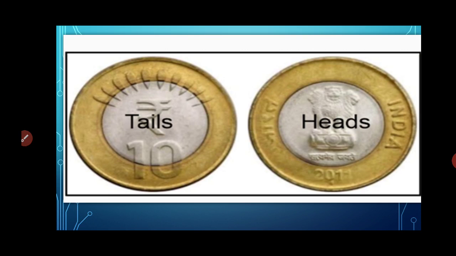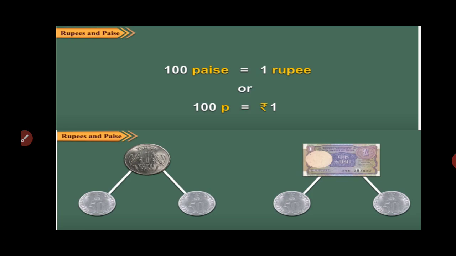Children, a coin has two sides. The side which displays the number or the value of the coin is called the tails, and the other side is called the heads. So there are two sides, tails and heads. Now children, let's understand a very important fact related to money.